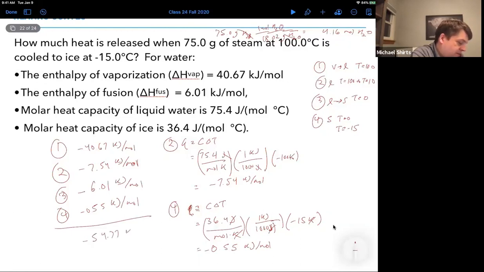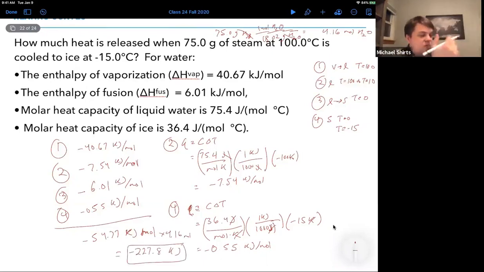We add up all those 4 steps to get minus 54.77 kilojoules per mole times 4.16 moles, and that will equal minus 227.8 kilojoules. All right, so that's the amount of heat released when we condense this steam and freeze it to ice at minus 15 degrees C.